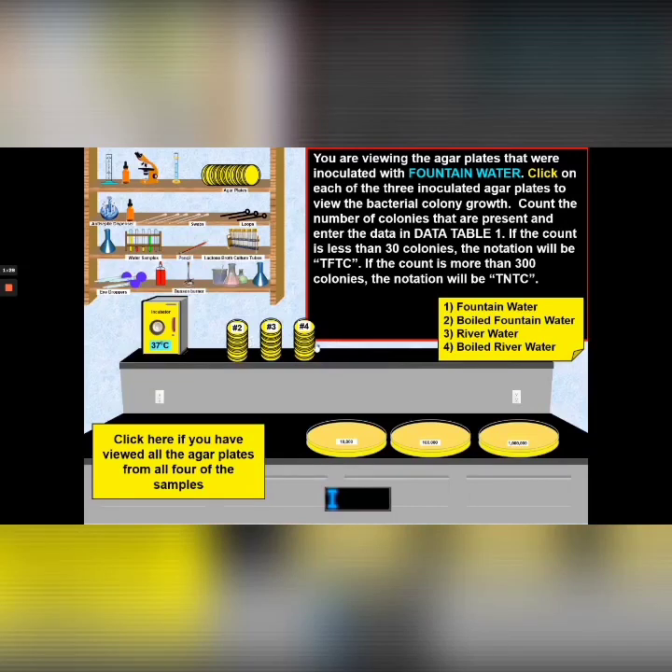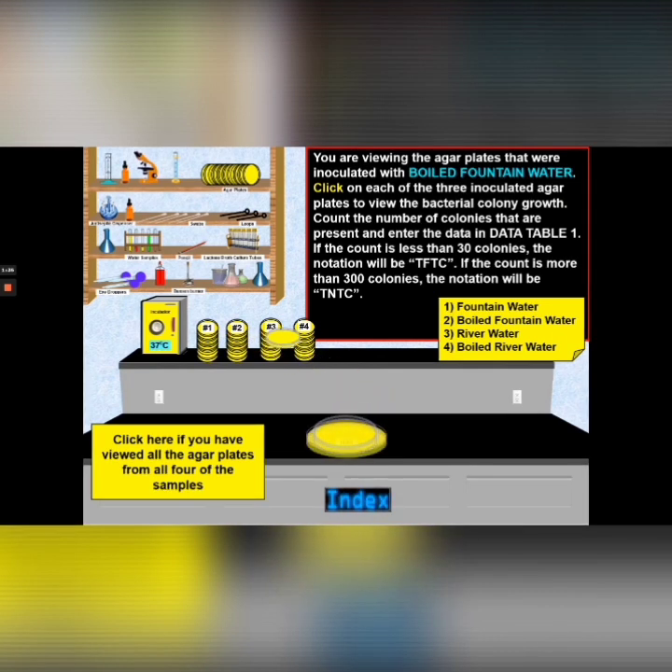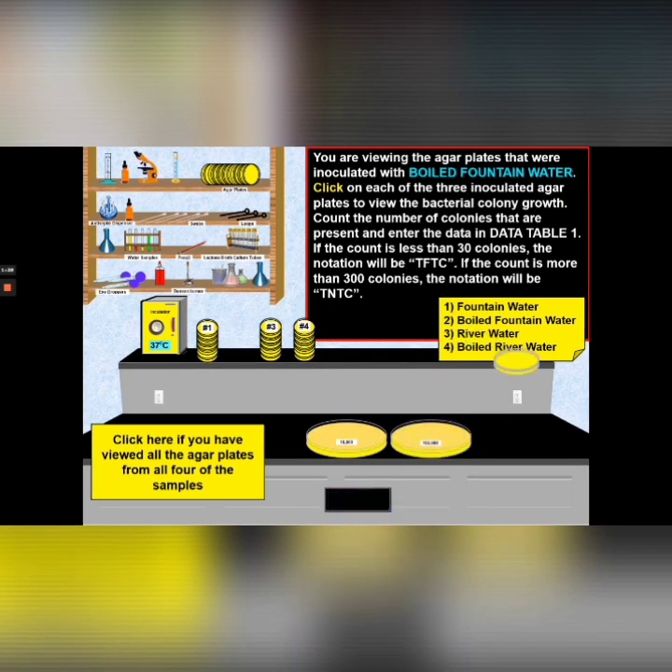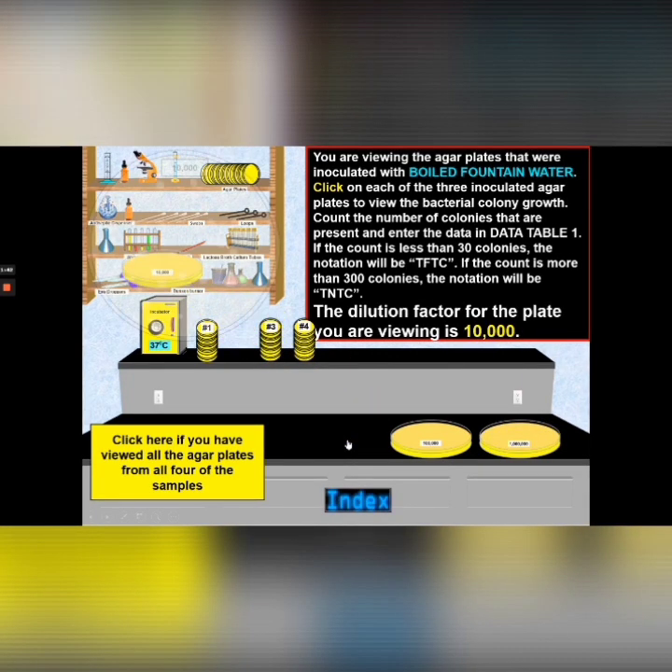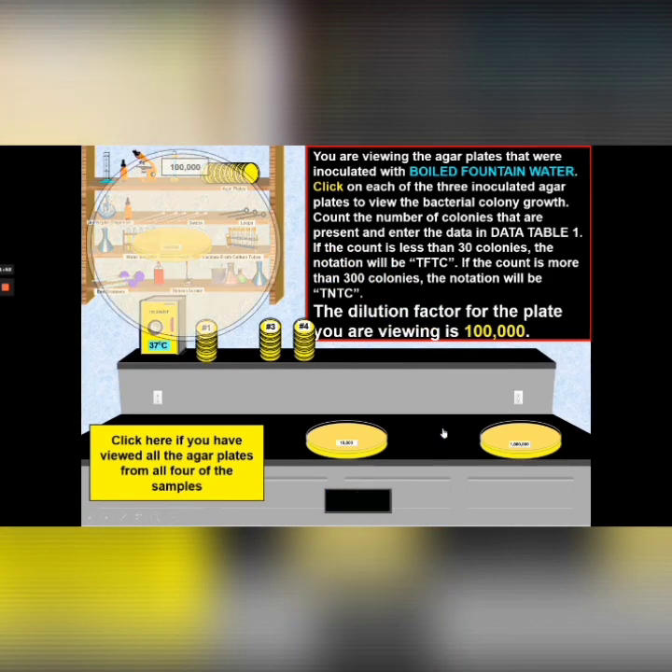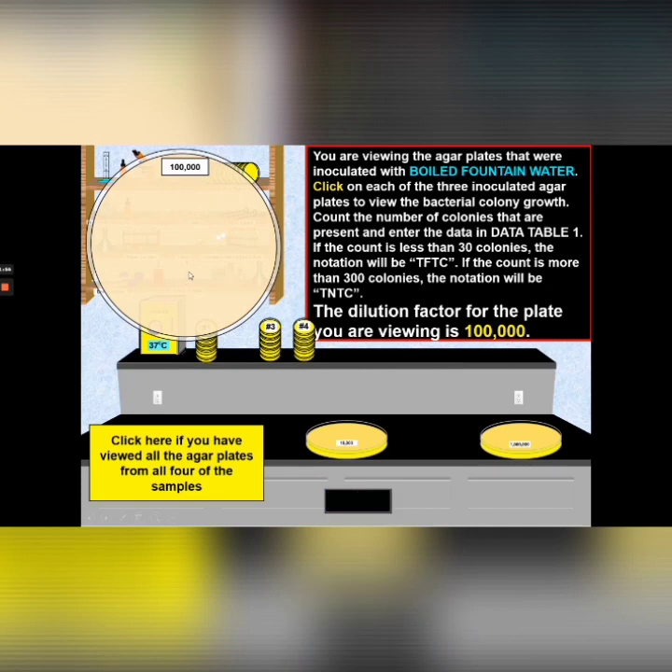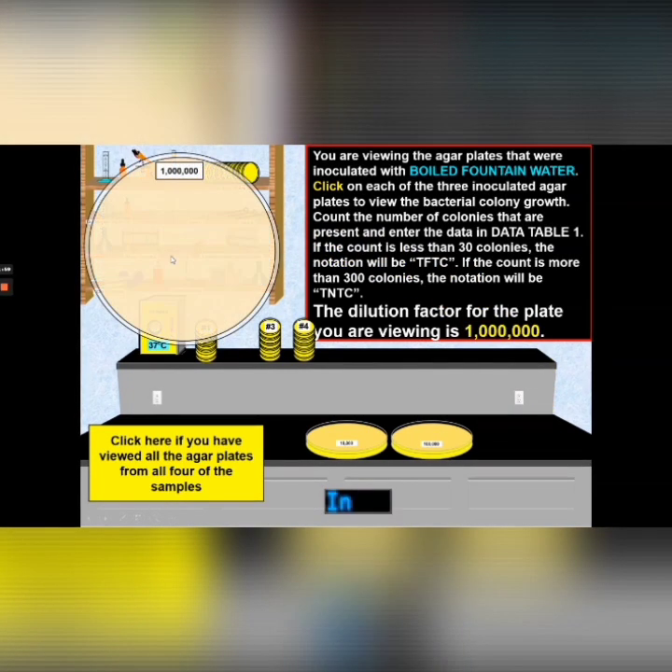Next, let's look at sample number 2, which is boiled fountain water. Here is the 10,000 dilution factor for boiled fountain water. Here's 100,000. Here's 1 million. There's no colony here.